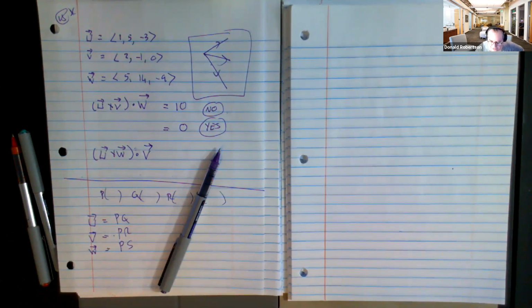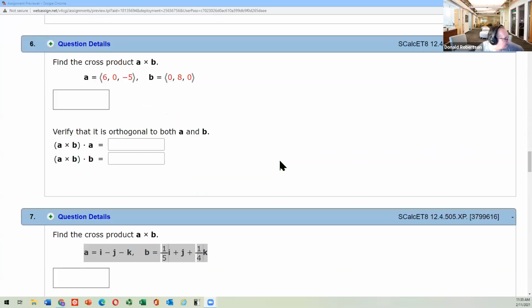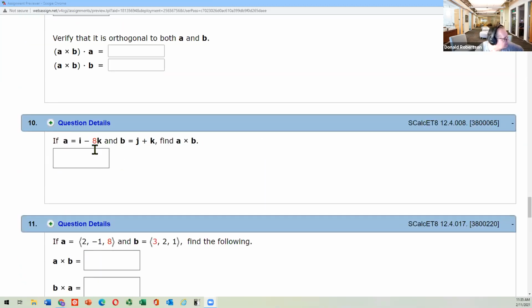And none of these you can see because I forgot to switch over and nobody told me. I'm lost. Where are we? Here we go. So anyway, you've got a whole load of cross products. That's question 4, 5, 6, 7, 8, 9. Here's question 10, cross product.